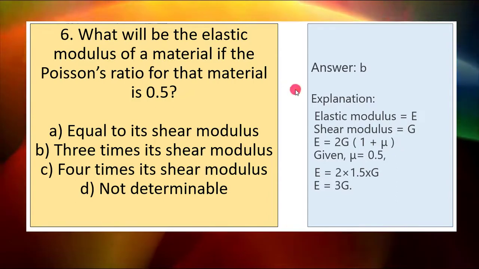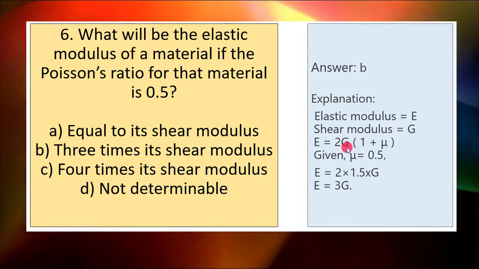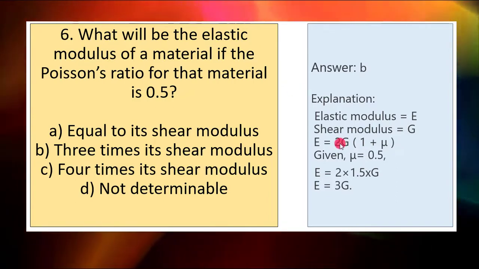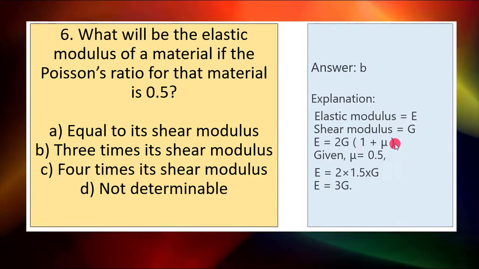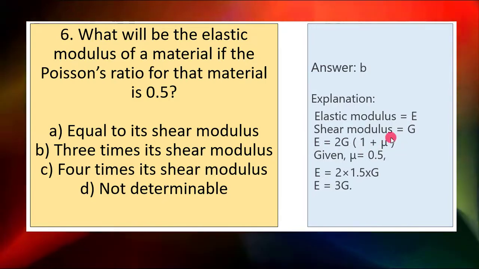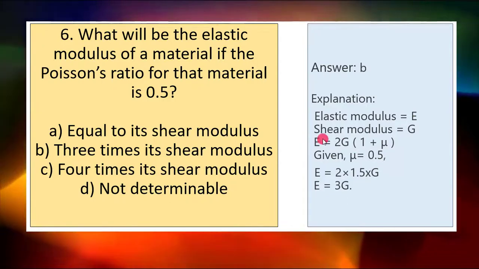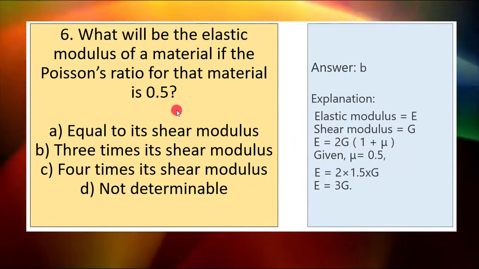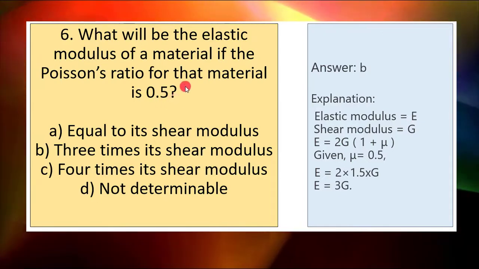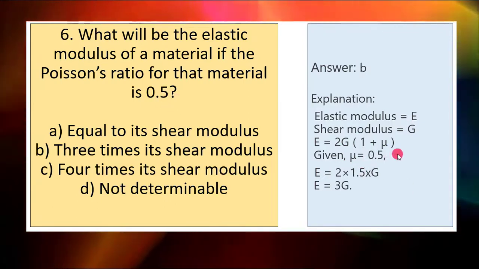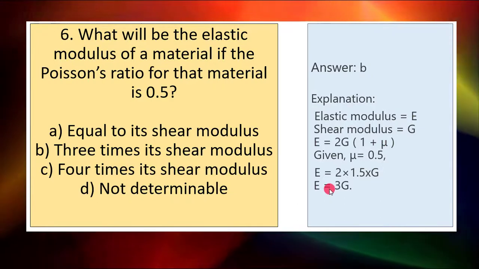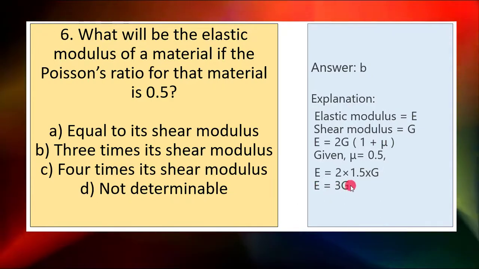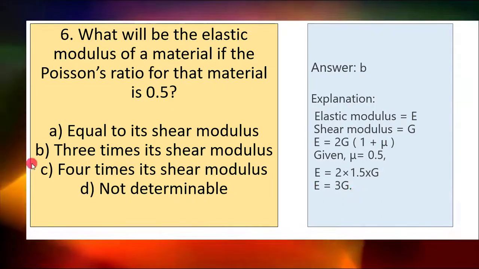Friends, we must know the equation, that is Young's modulus equals 2 times modulus of rigidity into bracket 1 plus mu. So this is basically a relationship obtained between these two quantities, that is Young's modulus and modulus of rigidity. They have given Poisson's ratio as 0.5. If we substitute that into this equation, then we will get Young's modulus is 3 times the modulus of rigidity. Hence the answer is option B.